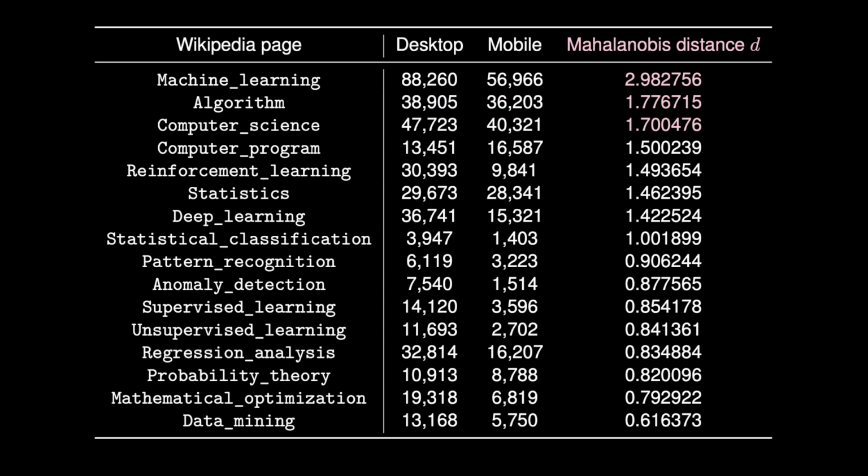Here's the distance ranking. The article Machine Learning is a clear outlier at the top. As we move down the list, articles settle closer to the mean, with the article Data Mining having the smallest distance of 0.62, the most typical article in this dataset.